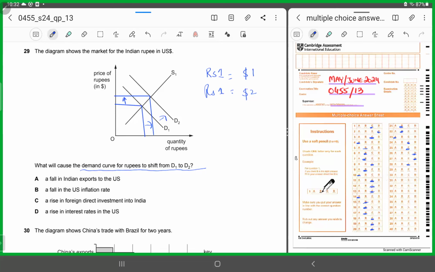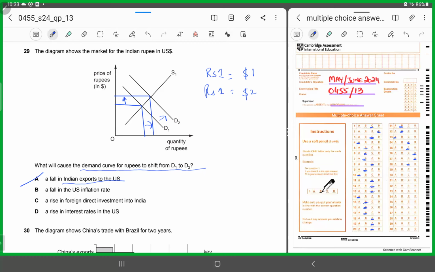Option A says a fall in Indian exports to the US. If exports are falling, the demand for rupees would be falling. But here the demand for rupees is increasing, because the price of rupees is increasing. In this case the demand is increasing, but A says the opposite. So you chop A.